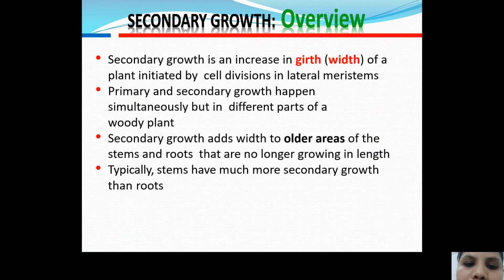Now, coming to our topic, what is secondary growth? Secondary growth is an increase in girth or width of a plant initiated by cell divisions in lateral meristems. To be short, secondary growth is nothing but the increase in the thickness. Now, not all plants, but some of the plants show secondary growth due to the activity of vascular cambium.